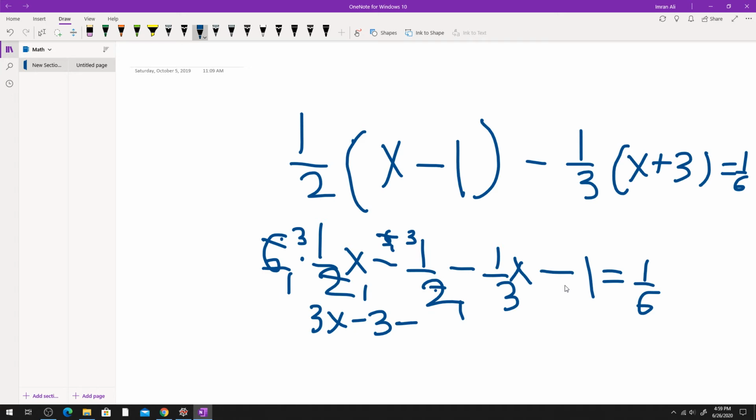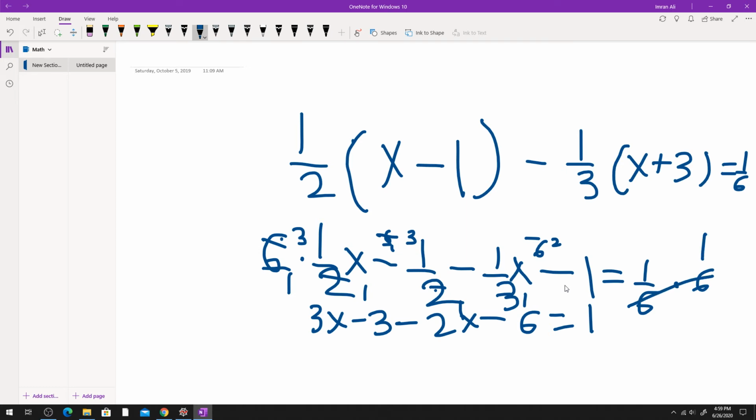And then minus that times 6, minus 2x. And then 6 times that, and minus 6, because minus 1 times 6 is minus 6. And that equals 1.